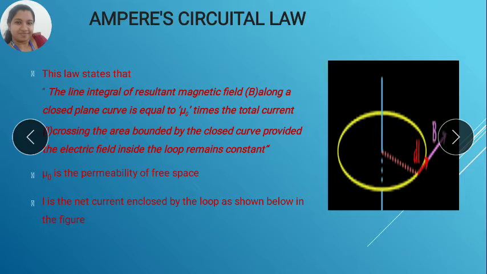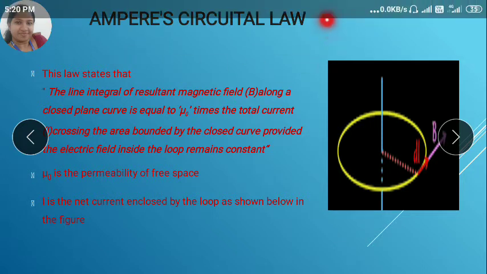That means in this diagram we can see that the current is flowing in this way, threading through the surface. If the current is flowing along this direction, this Ampere's circuital law is not suitable for that situation. In this case, current must be flowing through the surface, threading through the surface. Then only we can apply this Ampere's circuital law.